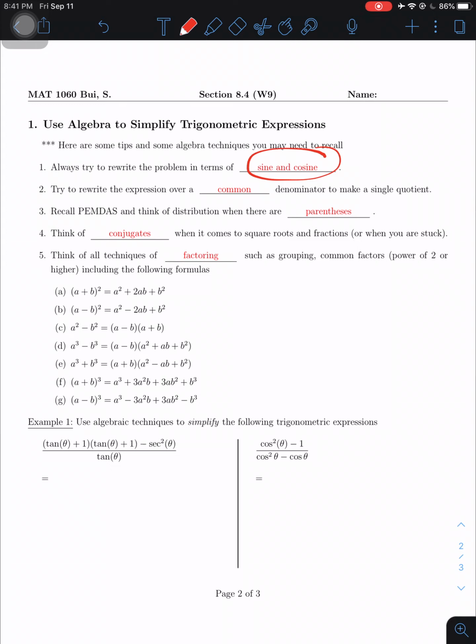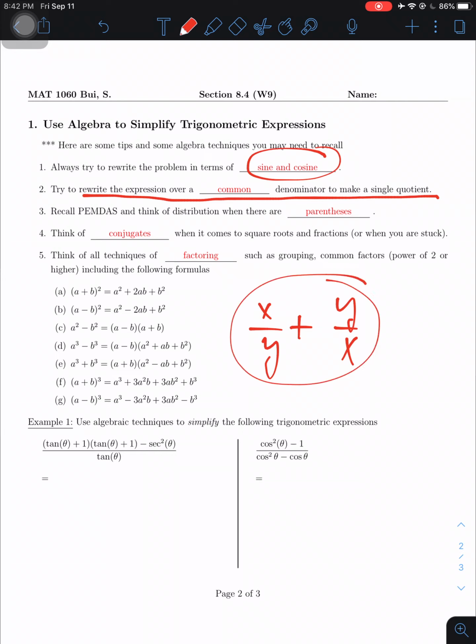And then common sense in here: whenever you have two fractions, like x divided by y and y divided by x, the common thing we're going to do is find a common denominator, and then multiply each fraction by whatever it takes so that they have the common denominator, and then we get the tops together, okay? So that's what I mean by number 2: try to write the expression over a common denominator to make a single quotient. If you start with two fractions, make sure you combine them so that at the end we only have one quotient, one fraction, okay?